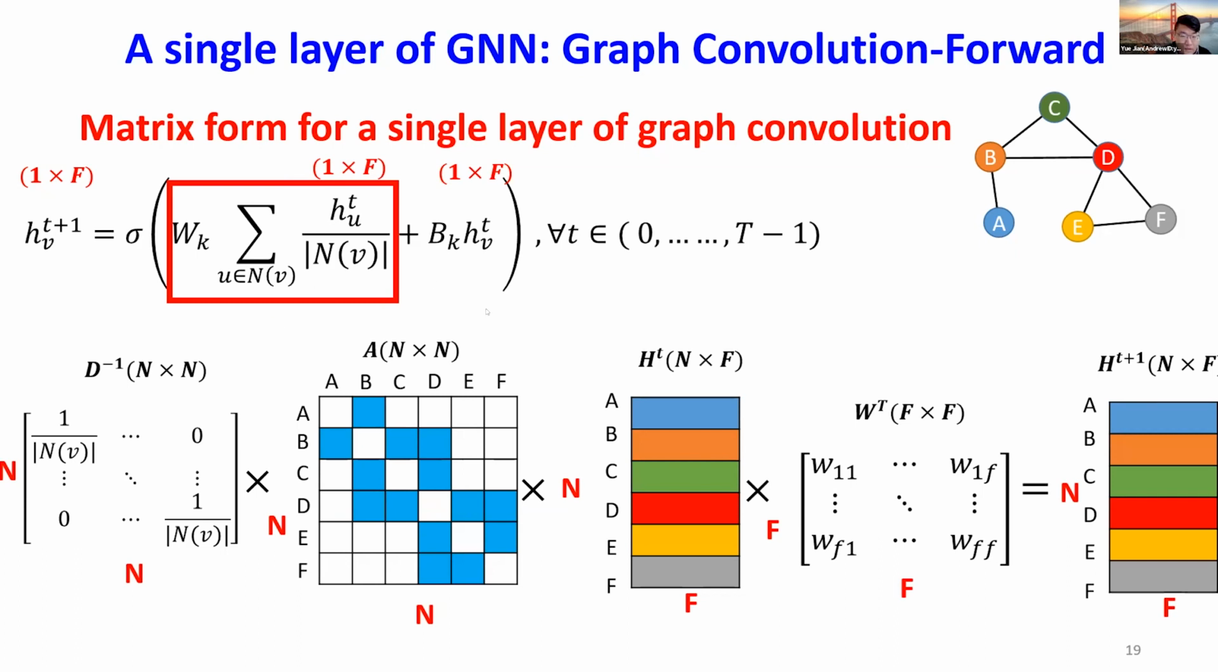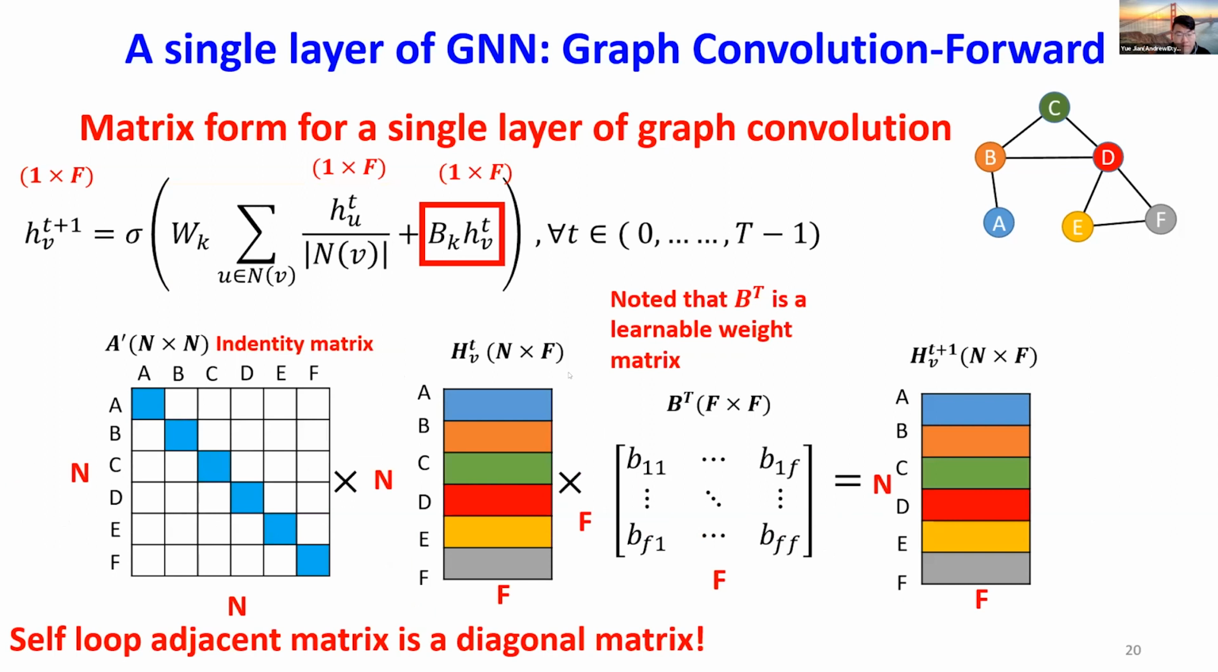And finally, for the terms within these red lines, the matrix multiplication will be written down in this form. Here we have a normalizing matrix, an adjacency matrix, the node feature matrix, and finally a learnable weight matrix. It will produce a new node feature matrix with the same shape as H_t.